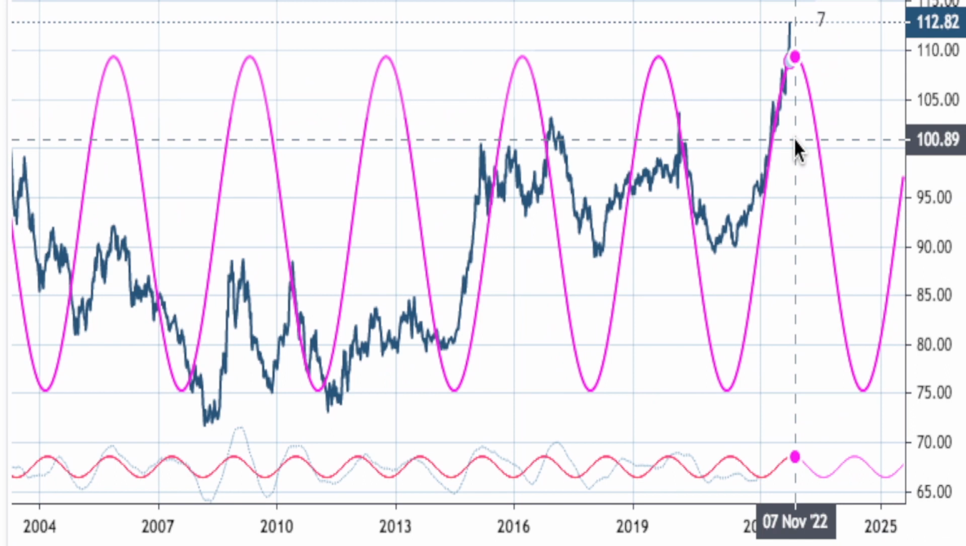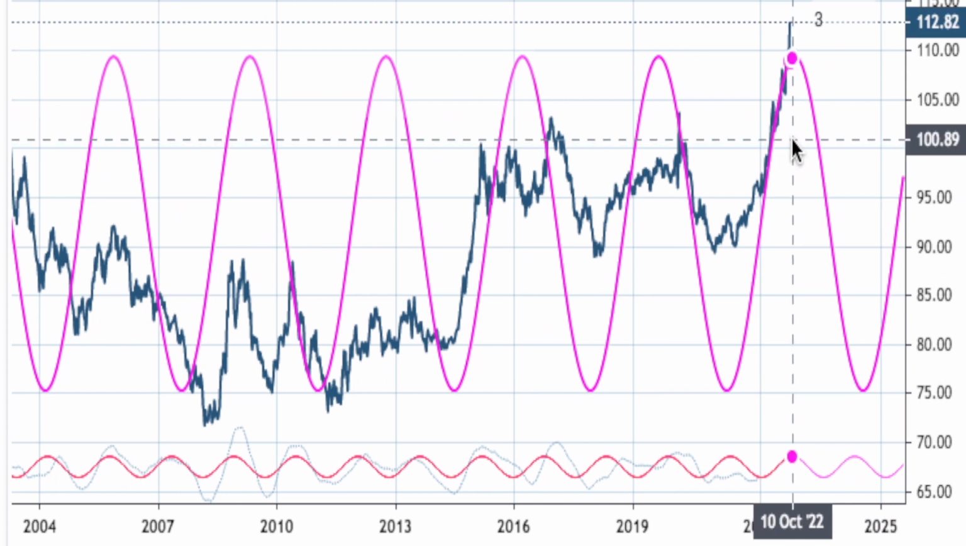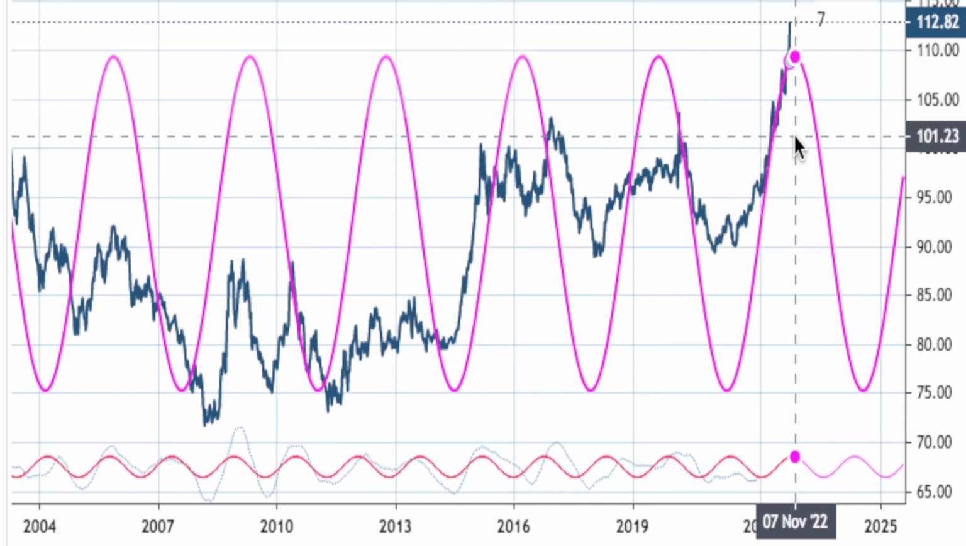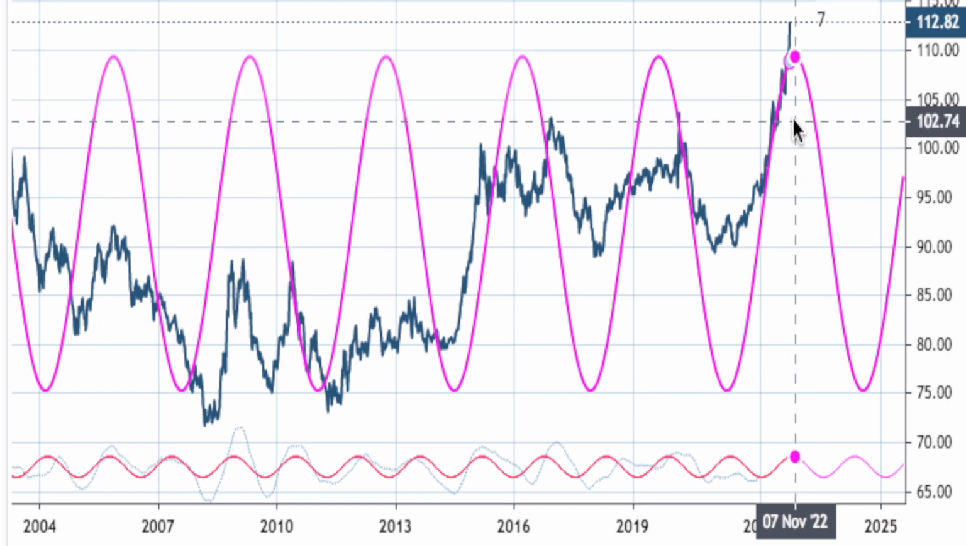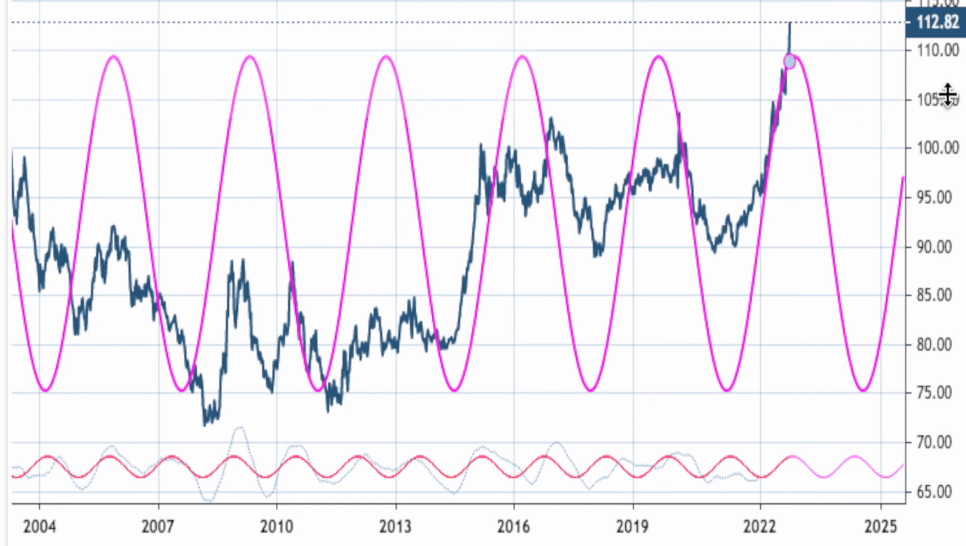0.55. You can see that we are going to hit a peak somewhere around the last week of October, first week of November of 2022 using the 180. So that one is the one that is the closest to price action.